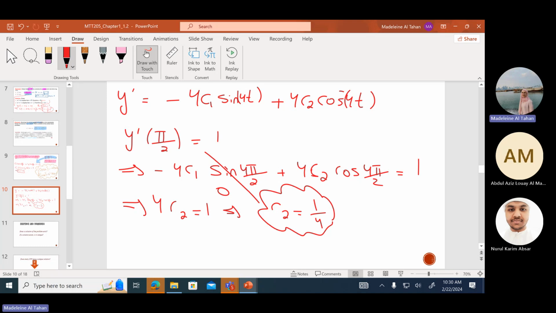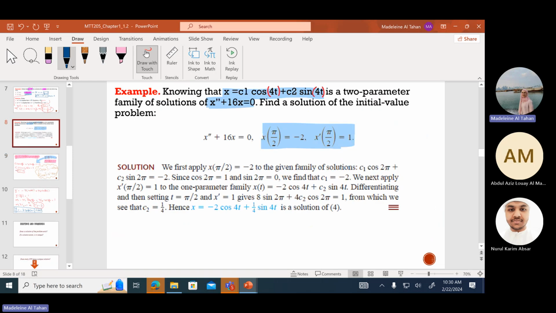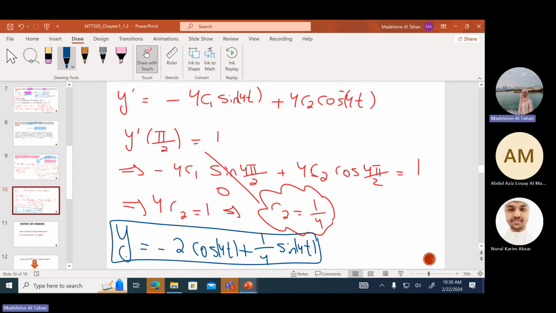Did we get C1 and C2, miss? What's the last step? Y is equal to, what was C1? Minus 2 cosine 4x plus 1 over 4 sine 4x. The initial conditions are already given here. Y and y prime are already given. Do we have any questions, miss?